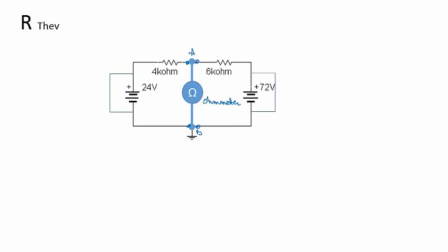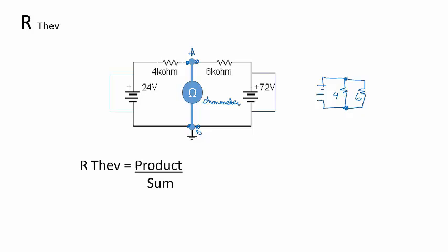Now, more simply, you could turn the ohm meter into a little source. Since they're both touching points A and B, you would get something that looks like this. This is your 4 and your 6. And this is a more traditional way of looking at a parallel circuit. So 4 and 6 kilo ohm resistors are in parallel, which means that we will use the product over sum method to find an equivalent resistance. That means 4 times 6, all divided by 4 plus 6, giving us 2.4 kilo ohms for our R Thev. Now we're going to hold on to this information and bring it back later.